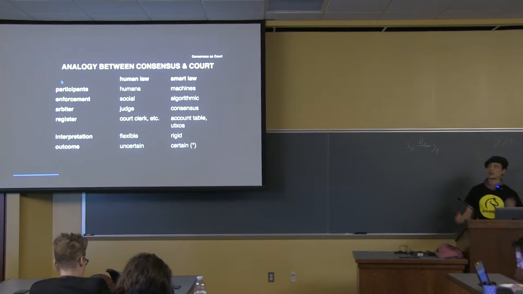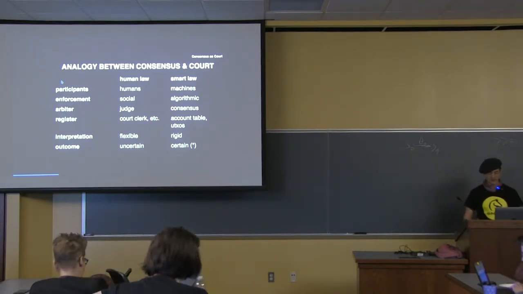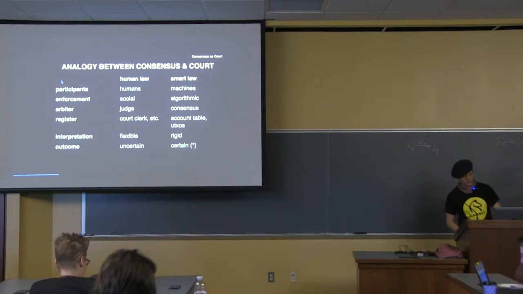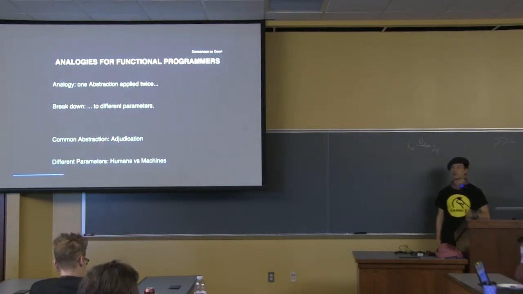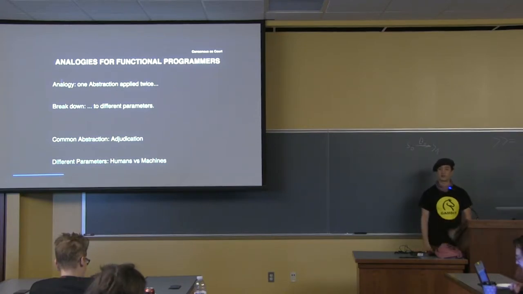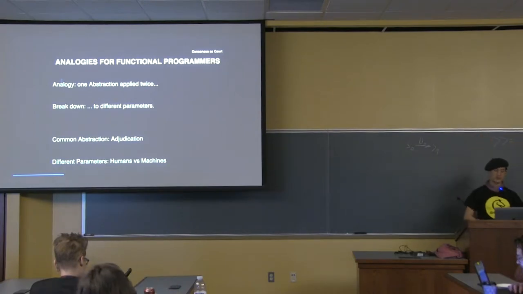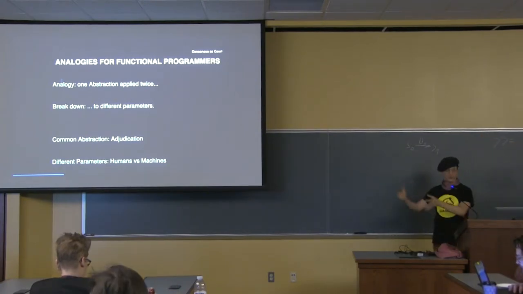But there's a clear analogy. Things are different, but there are also some patterns that are the same. And when there's an analogy, since we are functional programmers, we understand that an analogy is one abstraction applied twice to a different set of parameters. So the thing that is common is the abstraction above, and the thing that is different that breaks down the analogy is the different parameters.